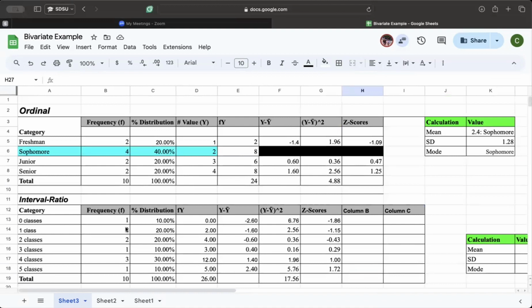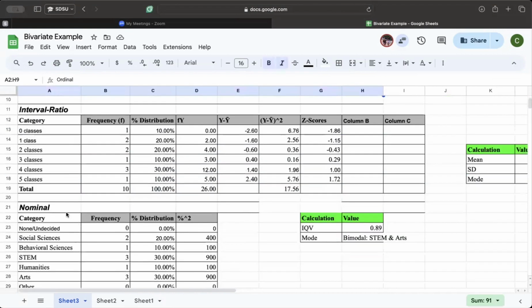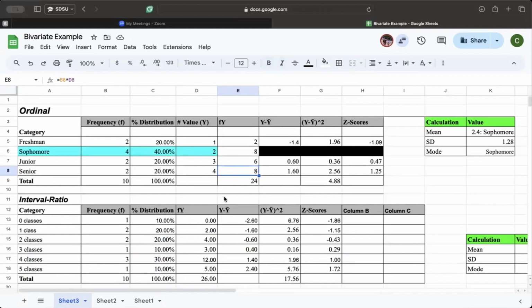So the bivariate tables are where we're going to create a table that looks for a relationship between two categorical variables. And in this case, I might want to look at the relationship between my ordinal and my nominal. So what I might be curious about is: is there a relationship between class standing and major? In this particular case, I would likely say that I think the class standing will impact major, right? And there could be a variety of reasons for that.